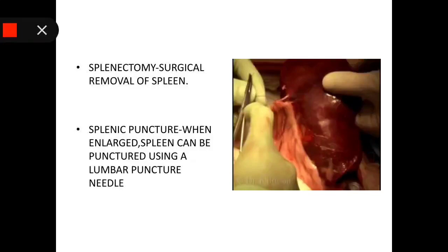Splenectomy. Surgical removal of spleen is called splenectomy, as you can see in this figure. Splenic puncture. When enlarged, spleen can be punctured using a lumbar puncture needle.